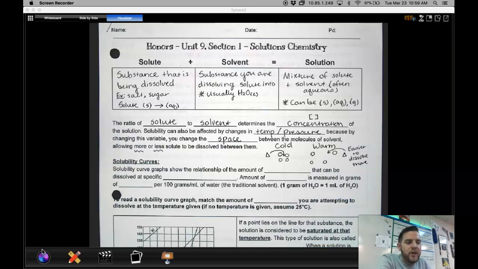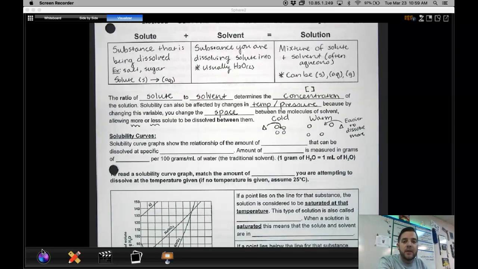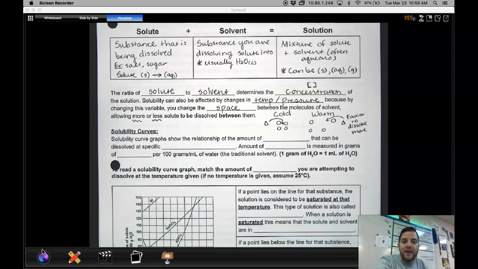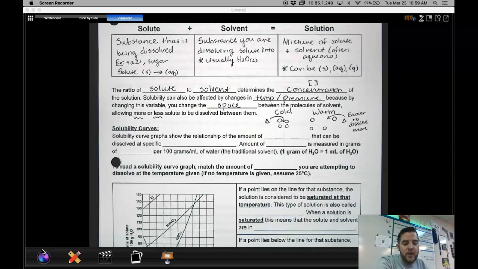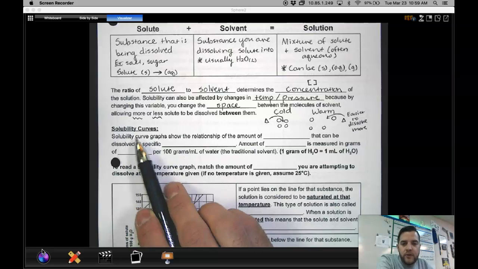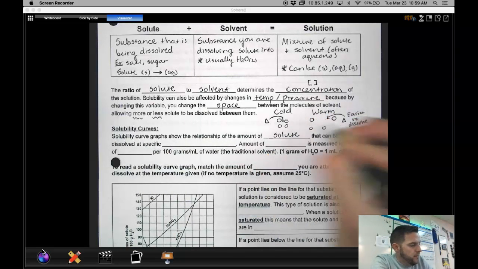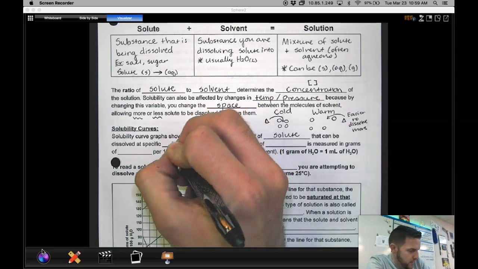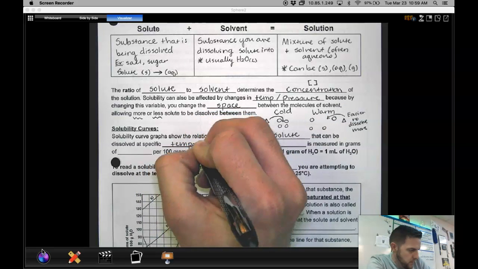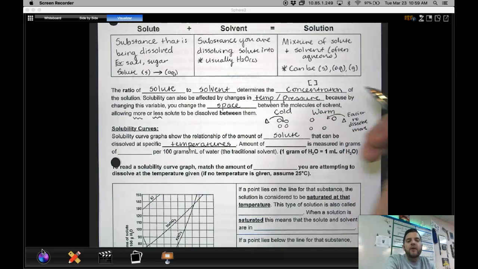Now, when we're talking about solubility, we see that obviously there is a relationship between the ability of something to dissolve and the temperature of the substance or the pressure of the substance. So the way we see this representation is through solubility curves. So solubility curve graphs show the relationship between the amount of solute that can be dissolved at specific temperatures. So it tells us, we see that the wider the particles get apart, the more likely we're going to be to dissolve particles in there.